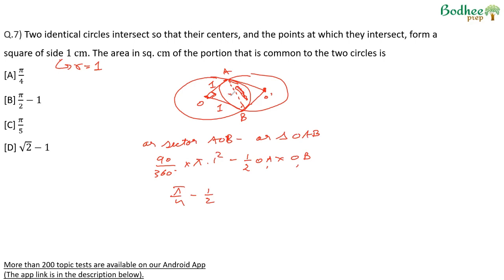Same will be the area of the segment on the left, and therefore the total area will be twice of this. So the area common is simply twice of pi by 4 minus half, which will come out to pi by 2 minus 1. Option B becomes my answer.